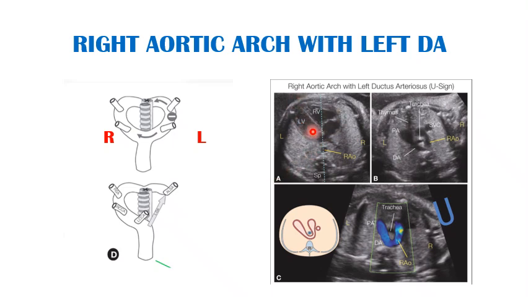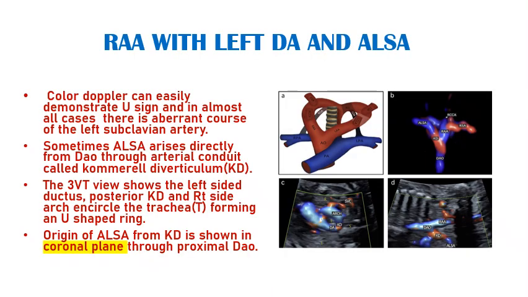In grayscale, we can see there is descending aorta on the right side. And in the three-vessel trachea color view, we can see a U-shaped ring with the ductal arch coming from the left side and the aortic arch from the right side. Color Doppler can easily demonstrate the U sign, and in almost all cases there is aberrant course of the left subclavian artery.